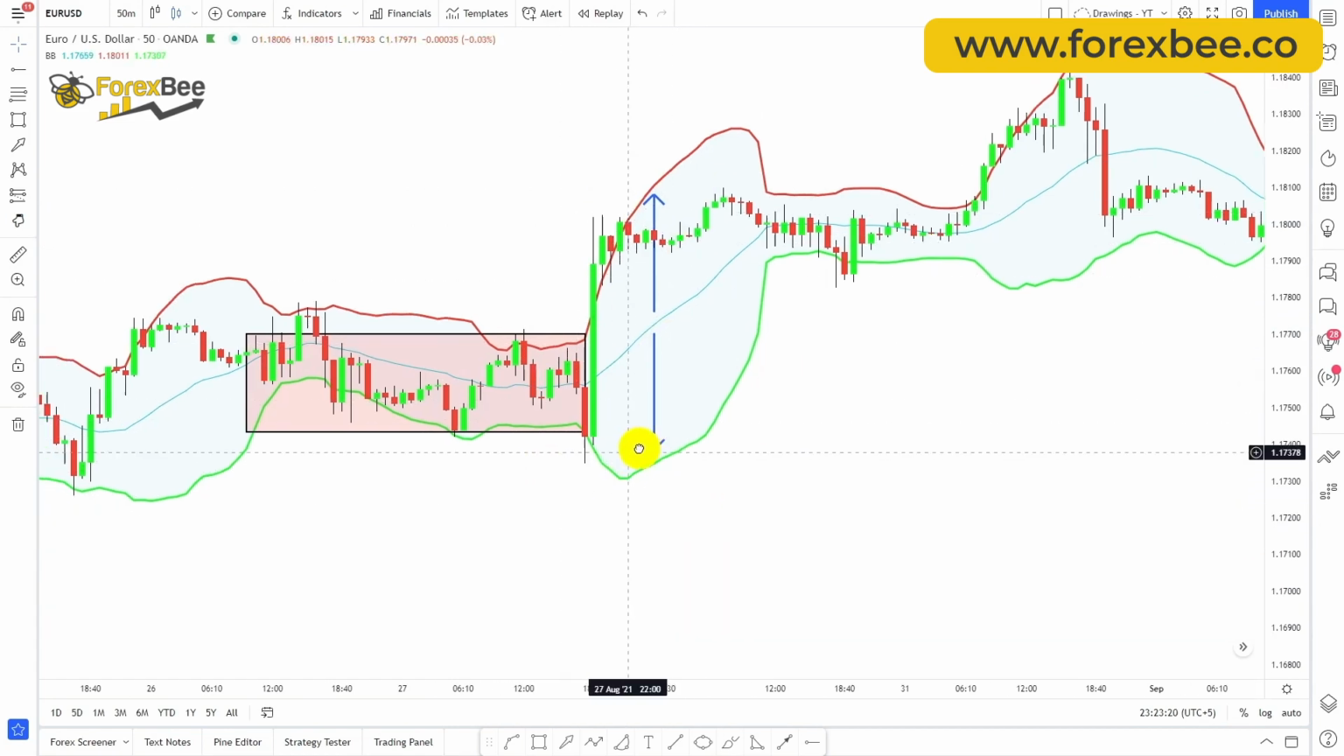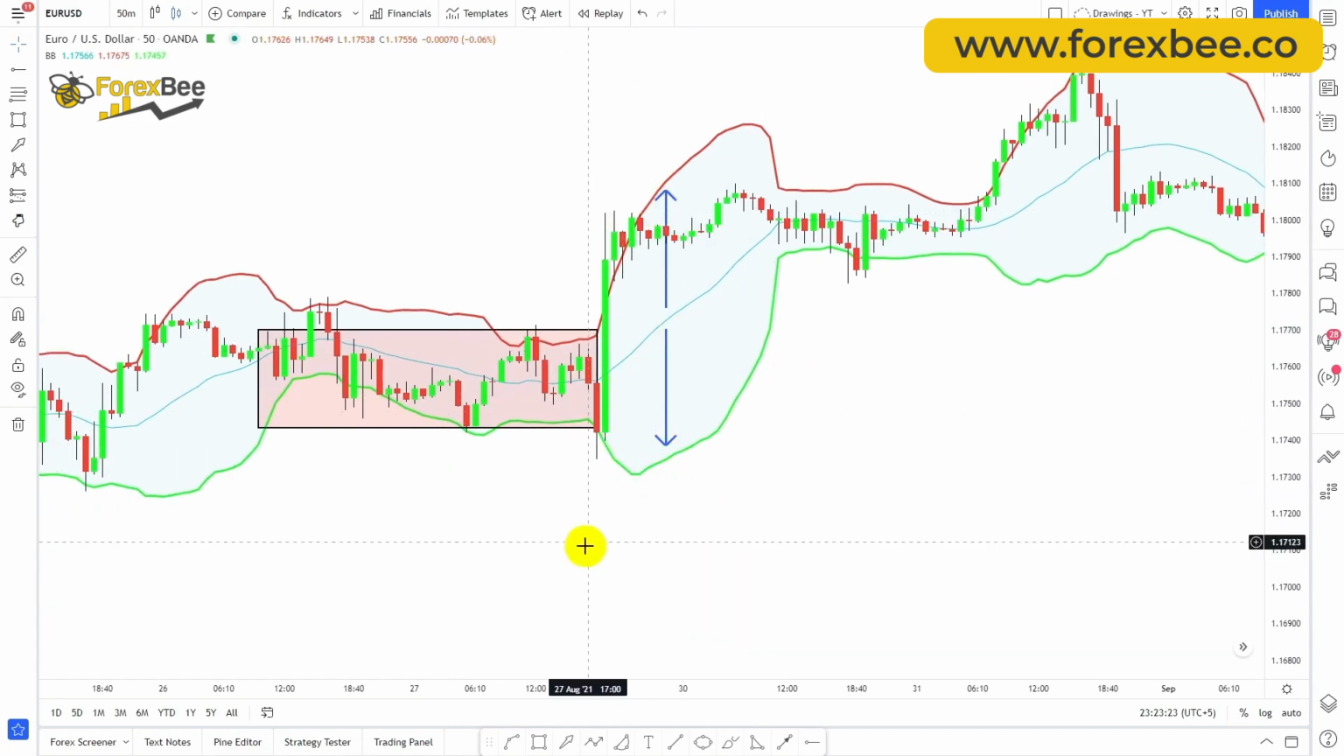Okay, so we can see that there's a huge gap here because there's a formation of this impulsive bullish candle. And after that the market became ranging and these two bands also came closer to each other.